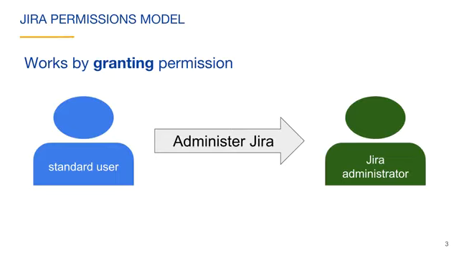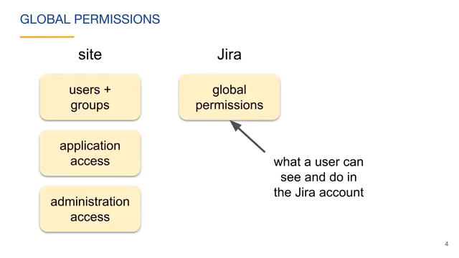Jira's permission model works by granting permission to users. If a user can see or do something, that means that the user has been granted that permission. For example, the difference between a standard user and a Jira administrator is that the standard user has not been granted the Administer Jira permission. Managing users and groups, application access, and administration access apply to the entire site.